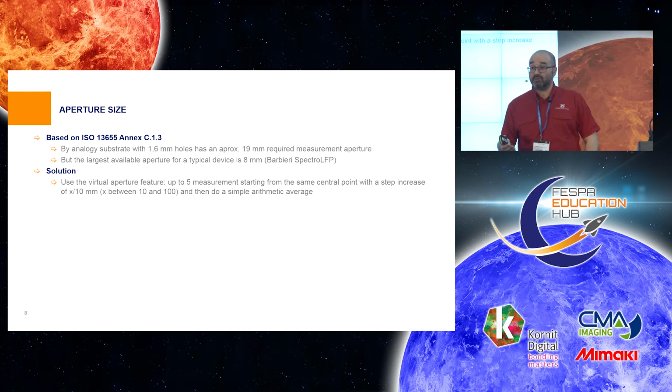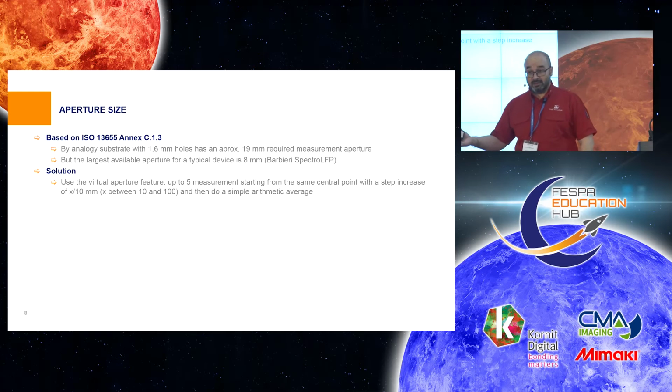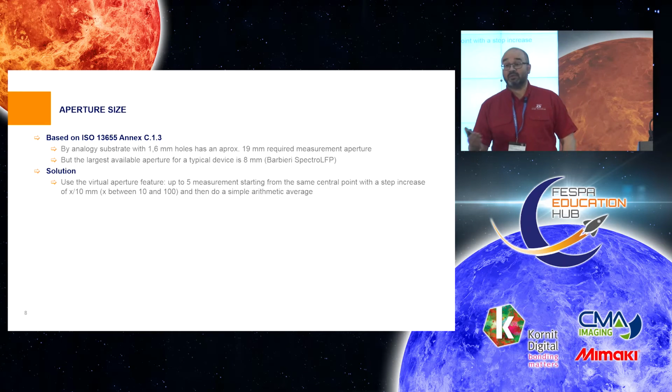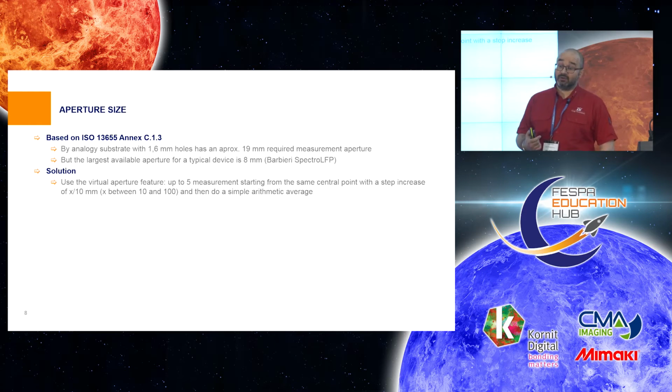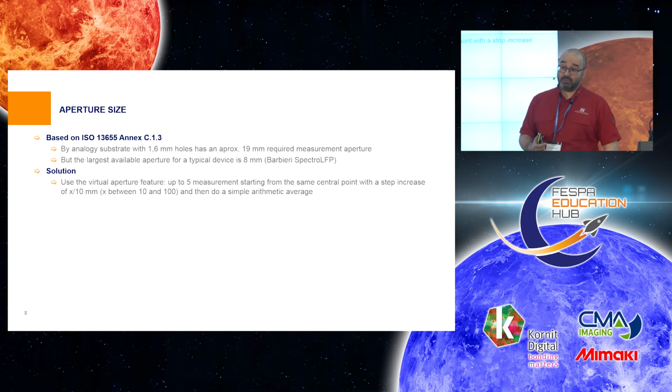But this is not possible because the highest available aperture size on the market, coming from Barbieri, the Spectral FP, has an 8 millimeter aperture. Of course, there are some other industrial devices, but they are not using the 45/0 geometry. They are using the sphere optic geometry, and these types of devices are not common in graphic technology, nor do they correlate very well with this type of geometry.